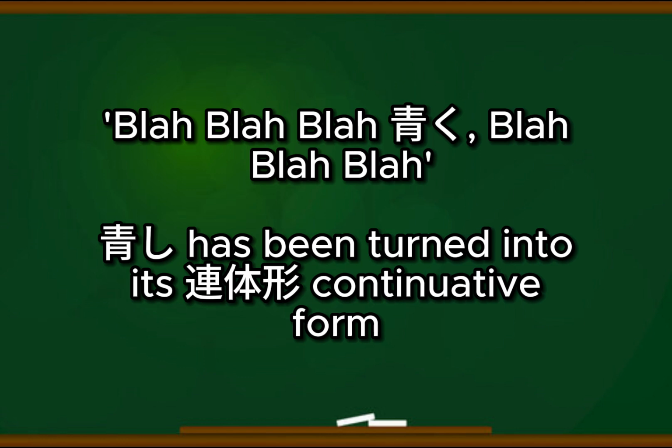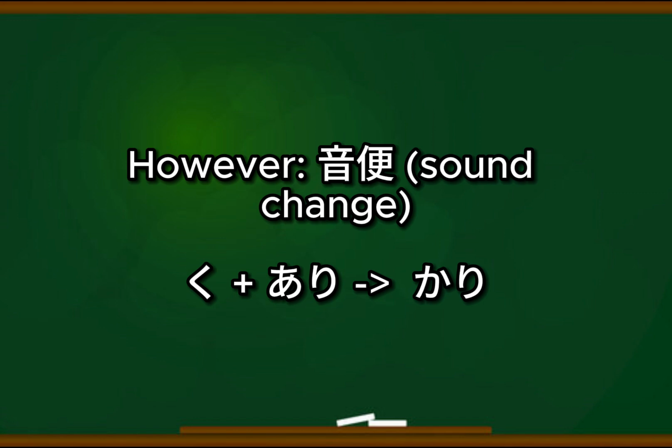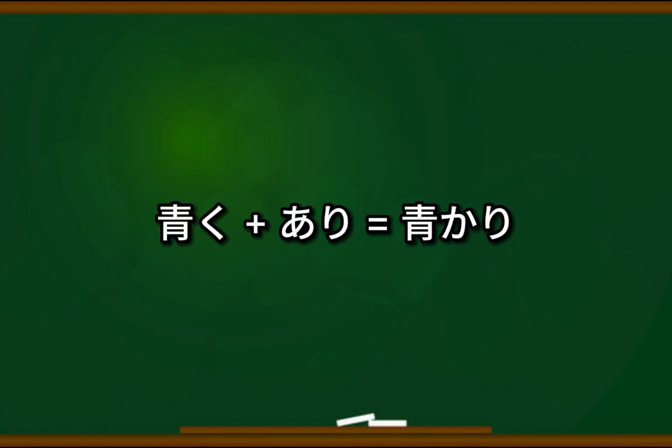and is being used in its continuative form. However, when a ku adjective was being used alongside ari, the verb meaning to exist in classical Japanese, there was an onbin, a sound change. Therefore, when the Renyoke form of aoshi was being used with ari, it became aokari. This onbin, this sound change, when ku and ari combine, is consistent throughout the table.